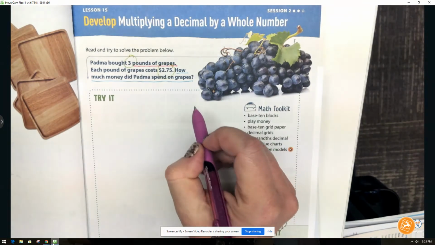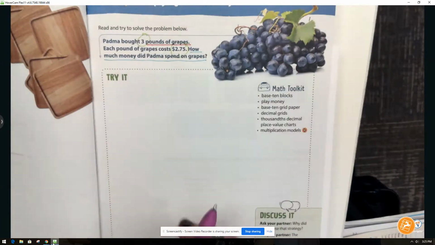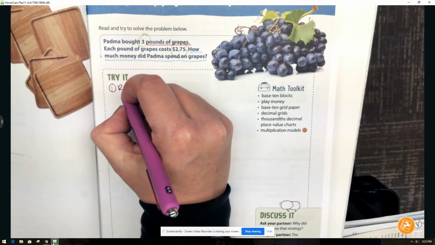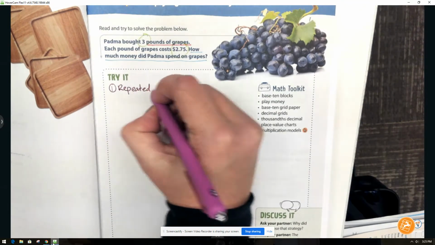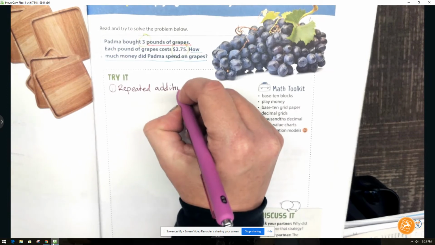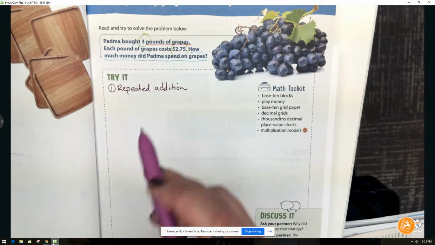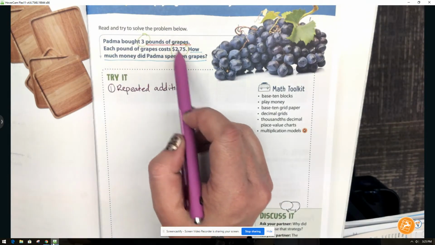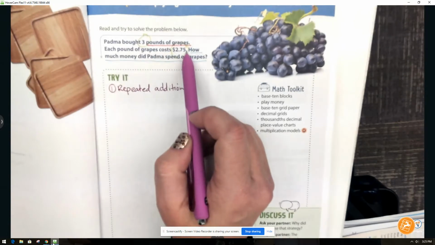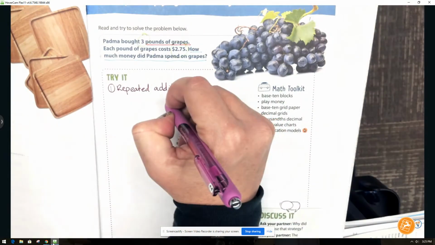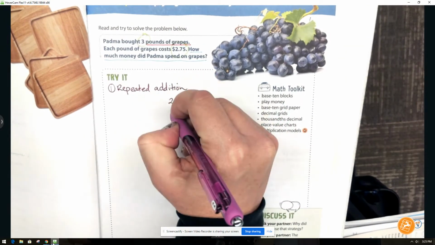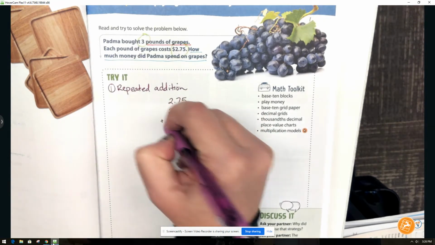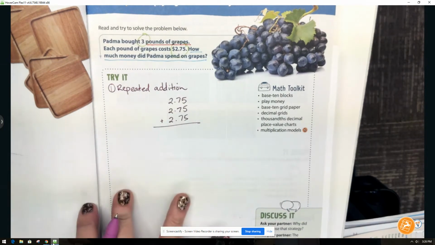Okay, so we learned yesterday we had 2 different strategies that we used. The first strategy that we used was repeated addition. Now, I would say that this strategy will work just fine if you don't have to repeat the addition a lot of times. So in this case, if we have 3 groups of $2.75, using repeated addition of $2.75 added together 3 times, that's not going to be that difficult to do.